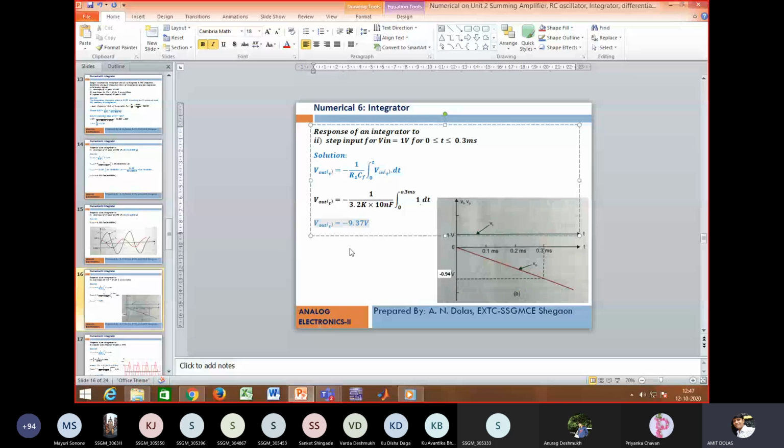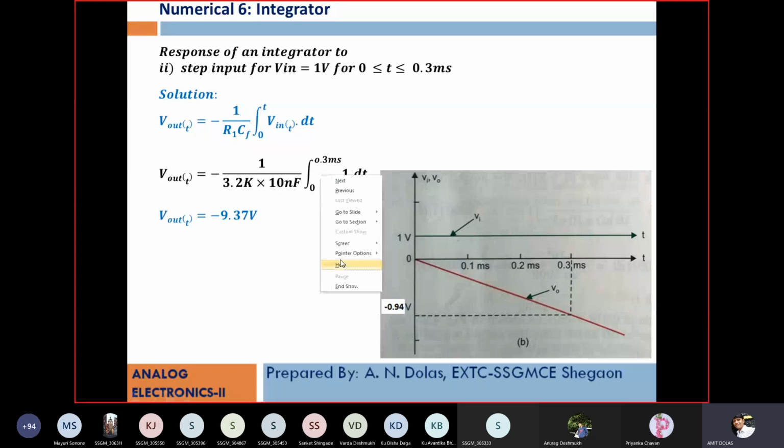So obviously here this point is 9.37 minus volt. Please make it correct in your notebook. Is it correct? Please cross verify from your end.